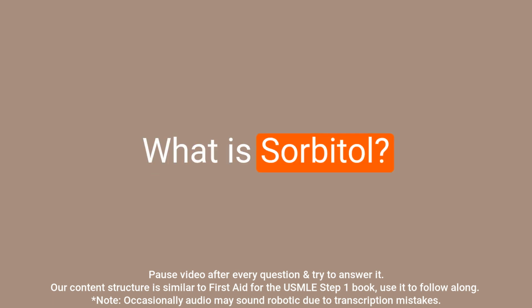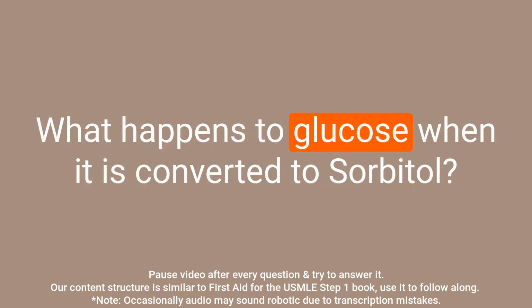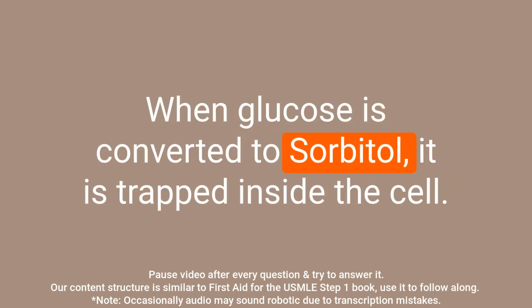Question: what is sorbitol? Answer: sorbitol is an alcohol counterpart of glucose that is produced by the body through aldose reductase. Question: what happens to glucose when it is converted to sorbitol? Answer: when glucose is converted to sorbitol, it is trapped inside the cell.